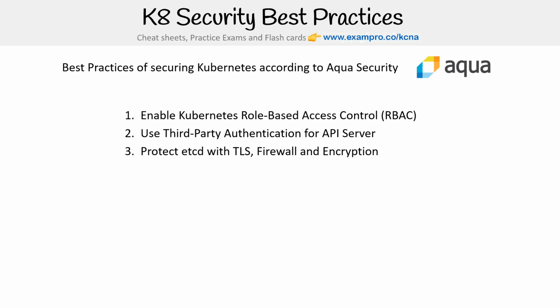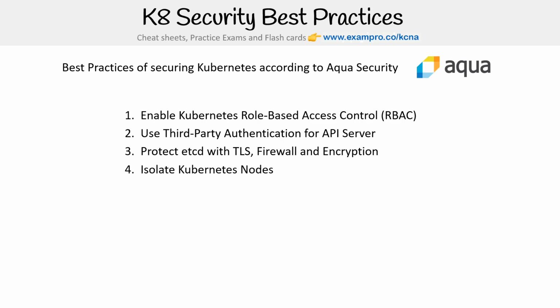Protect etcd with TLS, firewall, and encryption. So that sounds like a good idea. I thought TLS was just on by default, so I'm not exactly sure about that, but I mean, it sounds like a good suggestion. It did come up when we were talking about infrastructure security in the cloud layer of security and infrastructure security. So isolate Kubernetes nodes.